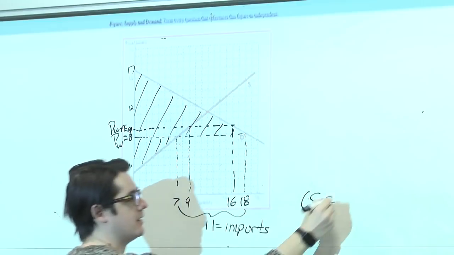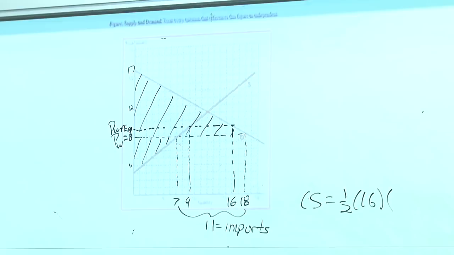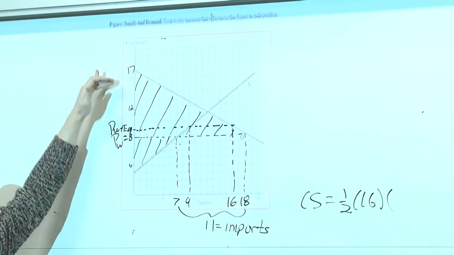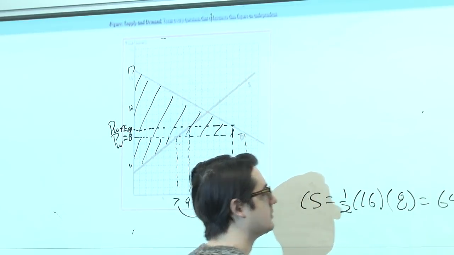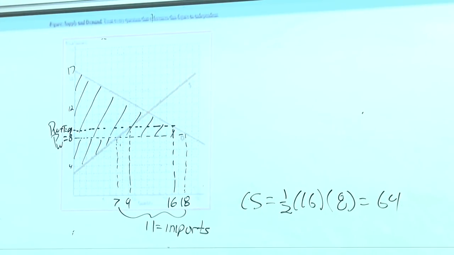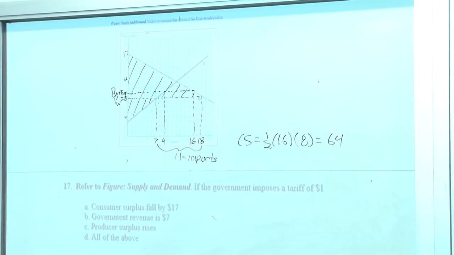16, yeah. 1/2 times 16 times 8. Yeah, the height of this from 9 to 17 is 8. Okay, so our consumer surplus is 64. So what was our change in consumer surplus? It was 17. Okay, so we know A is true. But one of the options is all of the above, so let's see if the other ones also happen to be true. B is government revenue is 7. Is that right? Yes, it is.